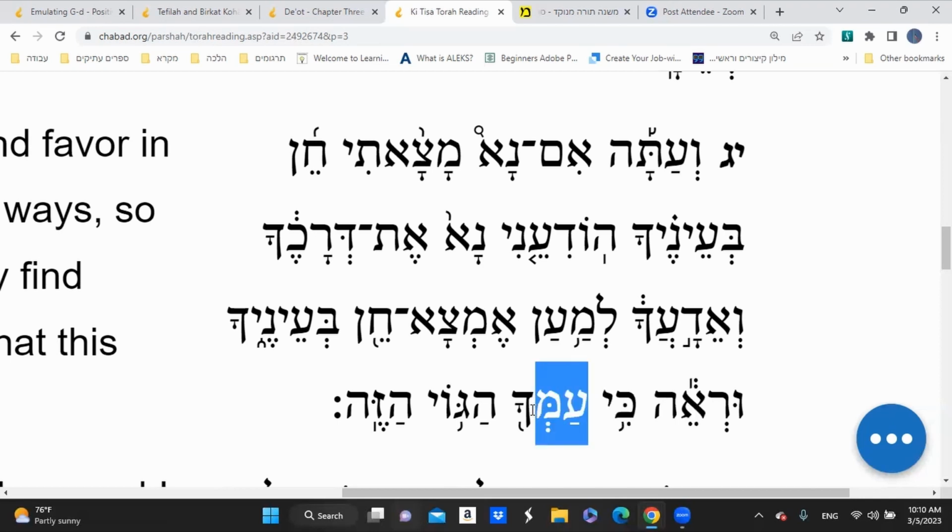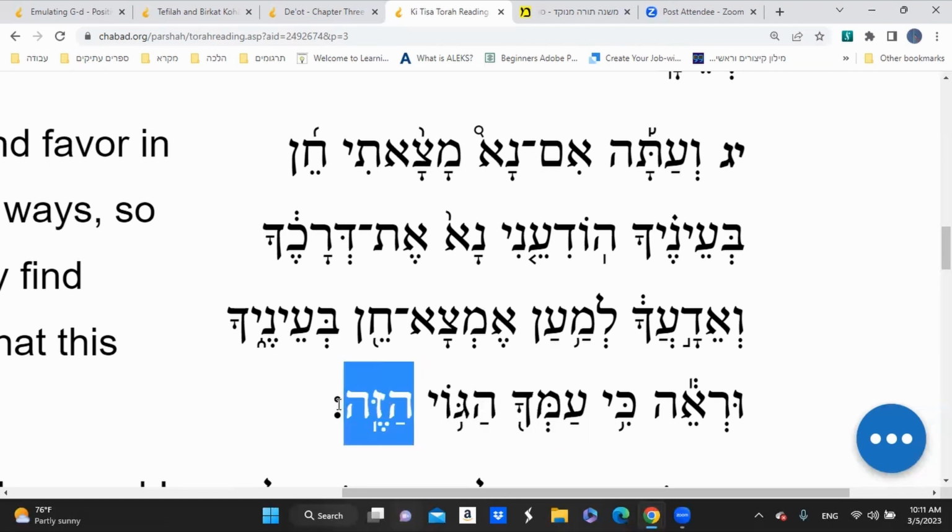You know that this is a sounded shva, that is a short vowel, because there's a dagesh in the mem. If there's a dagesh in the letter over the shva, you know it's a sounded shva.